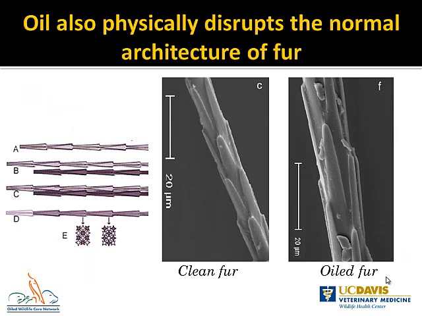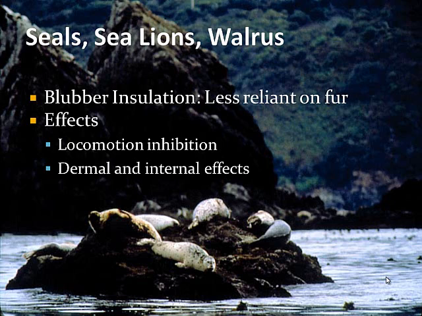Oil also physically interferes with the anatomy of fur. So we're particularly talking about sea otters and fur seals here, which rely on their fur to stay warm. So if the oil penetrates that, it's going to have very, very similar effects to the feathers. And therefore, they're going to also become cold, with the dehydration and starvation. So very, very similar effects.